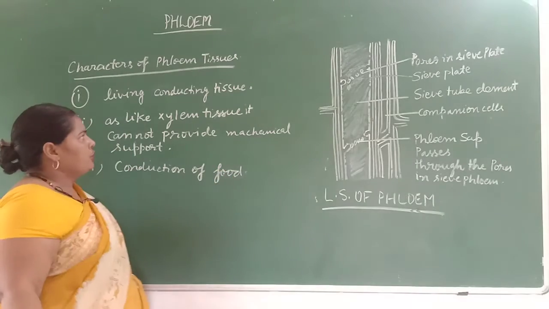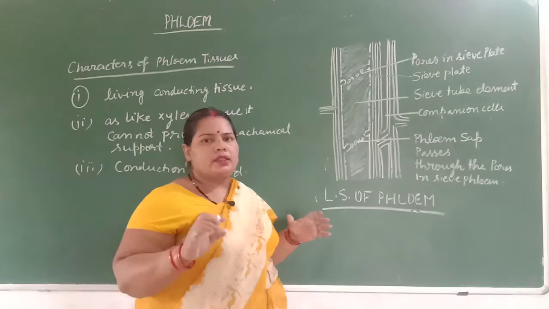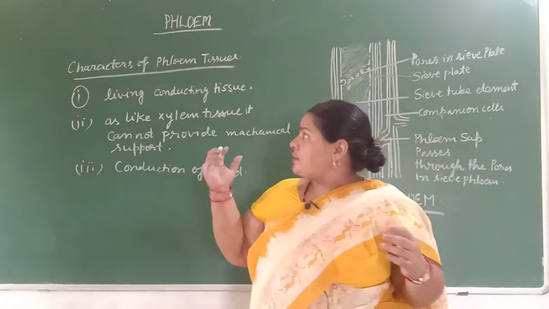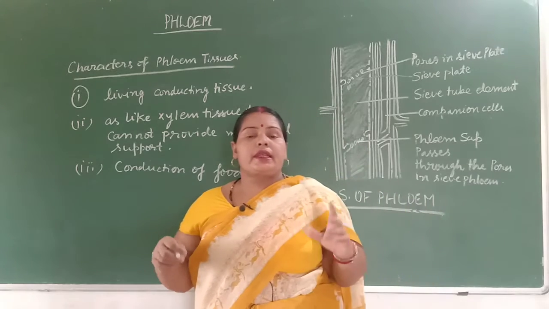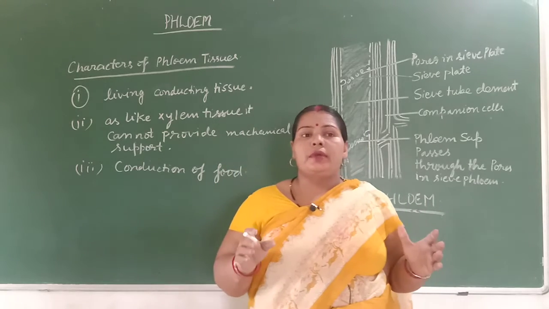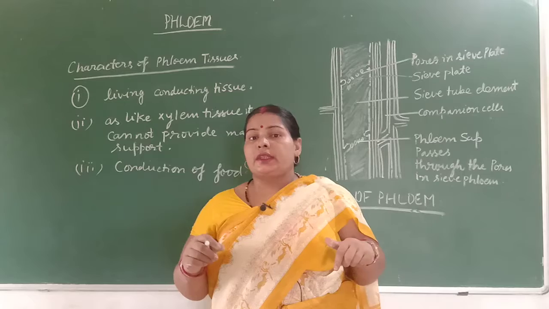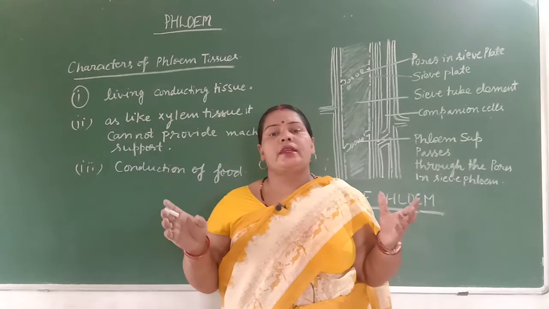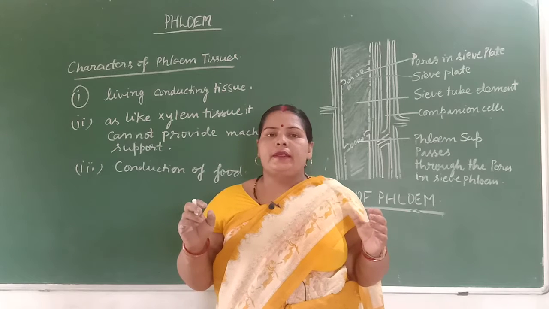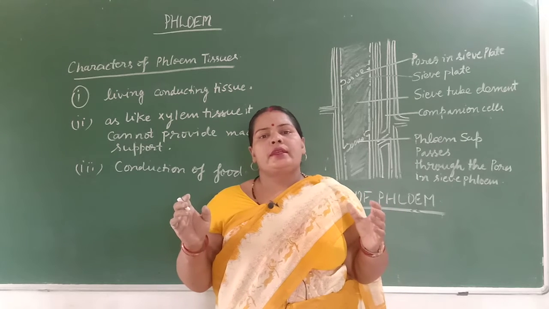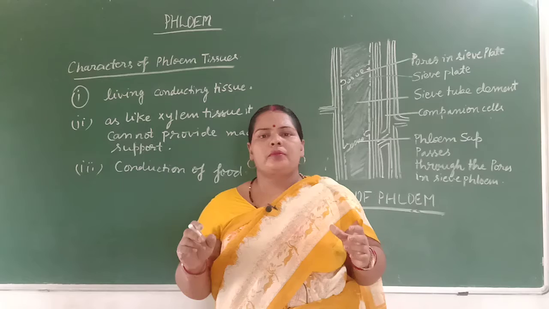So students, you see the three main characters of the phloem tissues. First, phloem tissues are living conducting tissue. Second, it cannot work like the xylem. The xylem does conduction of water, but it cannot conduct the water. It produces the food material, and it cannot give the mechanical support to the plant body.